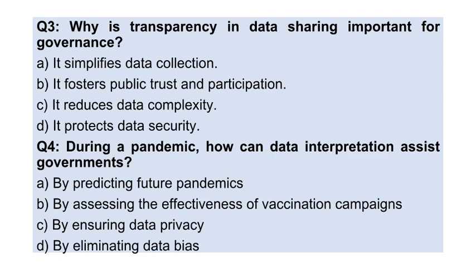Question 4 is, during a pandemic, how can data interpretation assist governments? A. By predicting future pandemics. B. By assessing the effectiveness of vaccination campaigns. C. By ensuring data privacy. D. By eliminating data bias. Correct answer is B. By assessing the effectiveness of vaccination campaigns.